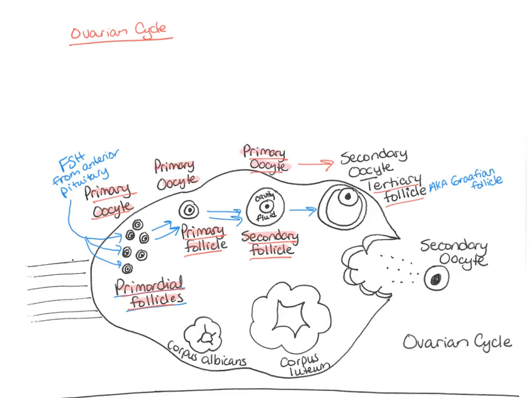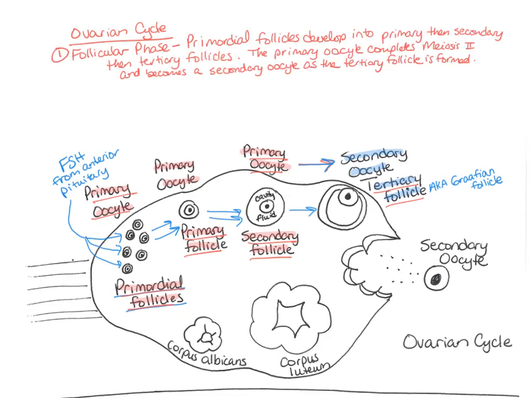Meiosis I completes at the same time that the secondary follicle becomes a tertiary follicle. So at the same time the tertiary follicle is formed, the primary oocyte completes meiosis I to become a secondary oocyte. In other words, by the time that tertiary or Graafian follicle is formed, the primary oocyte has developed into that secondary oocyte. The second phase of the ovarian cycle is called ovulation.